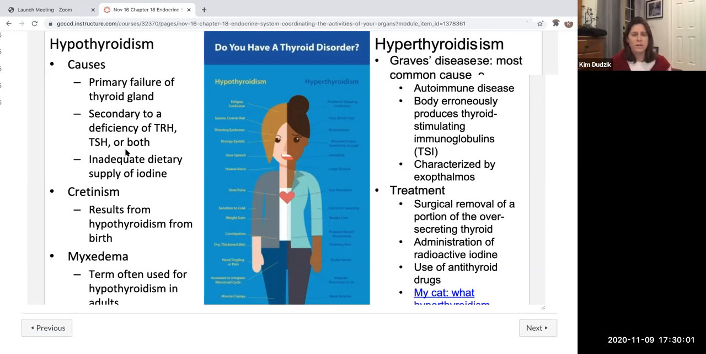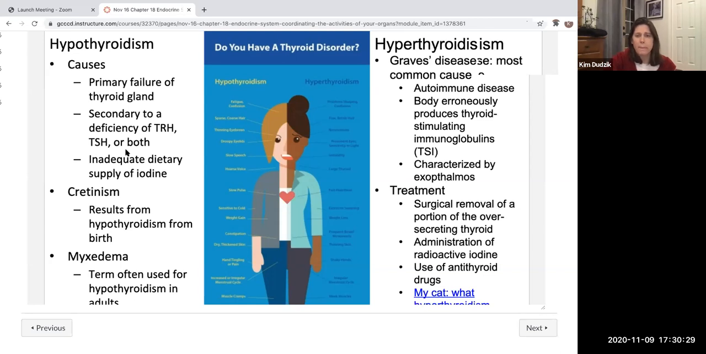So if it's cretinism, it's usually hypothyroidism from birth. Myxedema is often used for hypothyroidism in adults, right? And so usually it depends. If it's a decrease in iodine, then increasing your dietary iodine can actually reverse it. Replacement therapy for the hormone could also help as well, right?